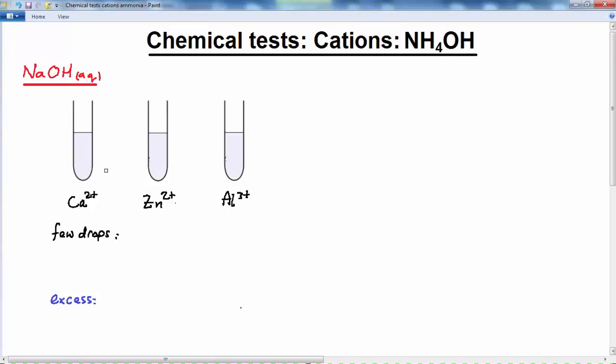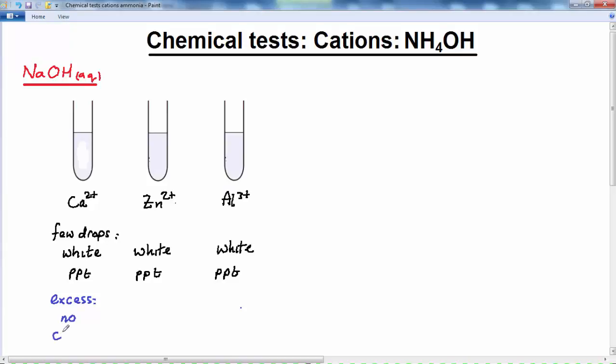So let's just remember when we added a few drops of sodium hydroxide to these cation solutions, we get a white precipitate in each case. Okay, so we get the same colour precipitate, but on adding excess sodium hydroxide, the precipitate of the calcium ion solution remains unchanged, while the precipitates in both the zinc and the aluminium ions, they both redissolve again.